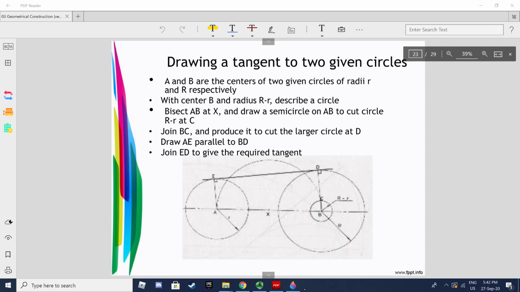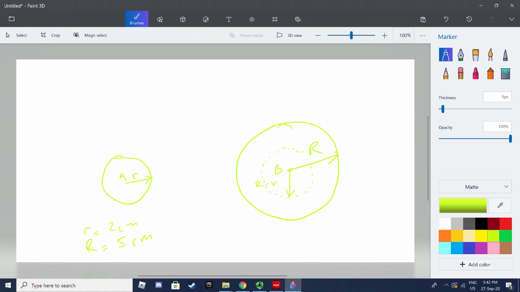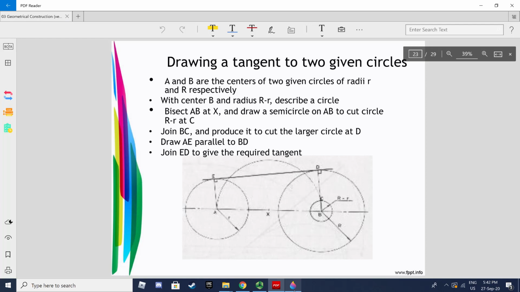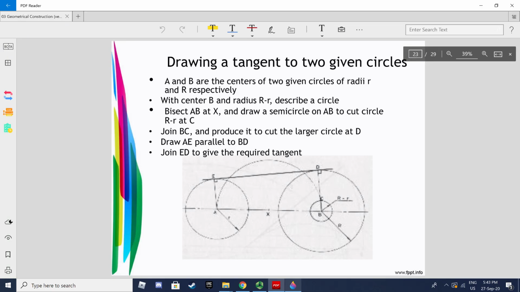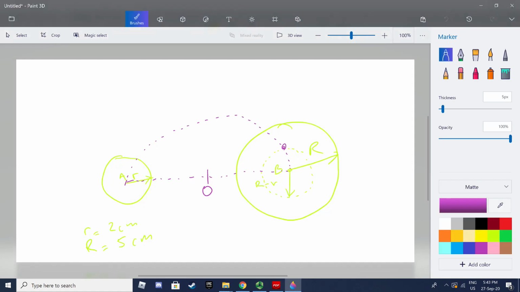I think I missed one step. You connect A and B here. Where you bisect them, then you can get this point. Let's say this is point O, or point X here. And then you need to draw the semicircle from point O so that you can get this point. And this point is called point C.